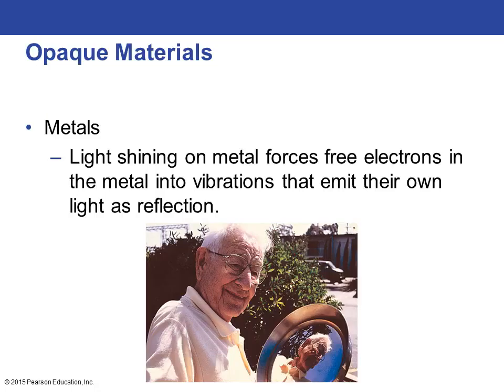Metals are also opaque, and light shining on a metal forces free electrons in the metal into vibrations, and then they will actually emit their own light as a reflection. And that's why when you look at metal, you see a reflection.